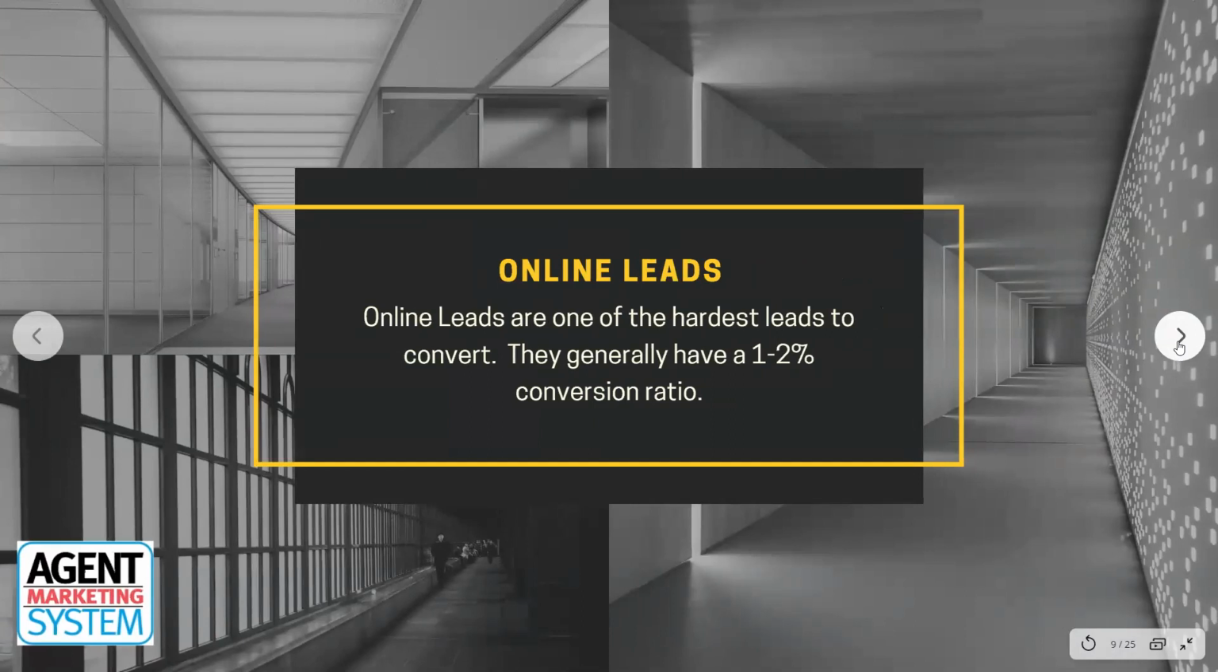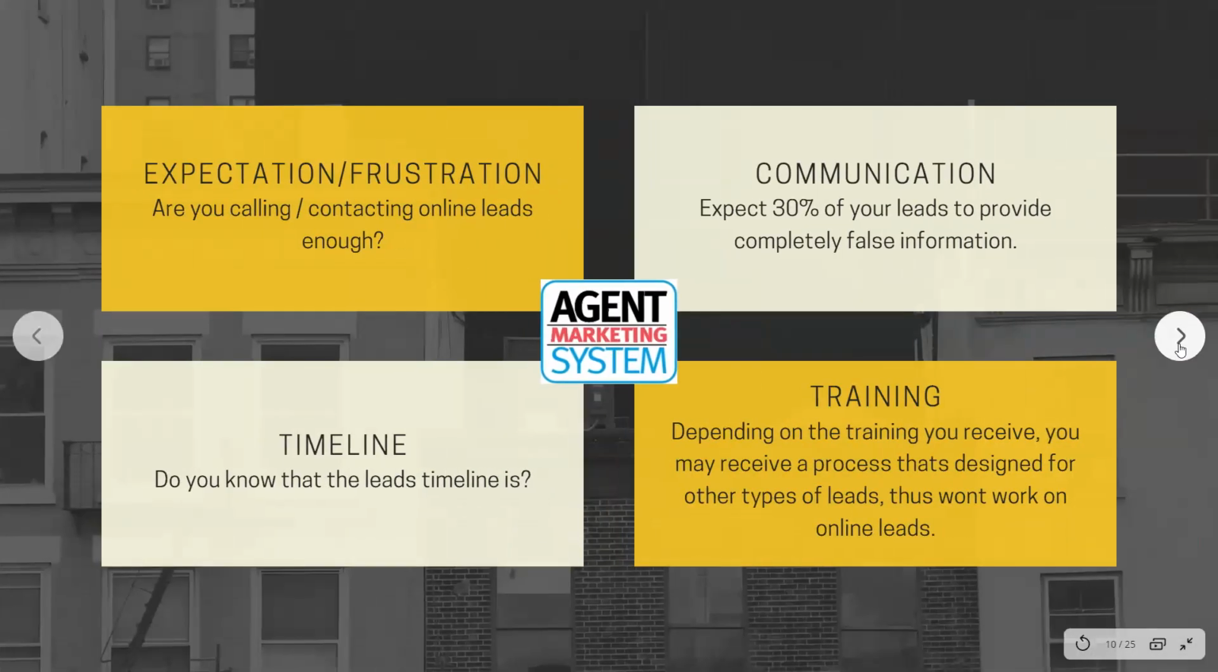Now, online leads, as you all know, are one of the hardest leads in real estate to convert. On average, the conversion rate is 1 to 2%, so out of every 100 leads, you're converting 1 or 2. From working with online leads and realtors who were trying to convert them, these were the 4 areas that I found were the biggest struggles or challenges for agents.